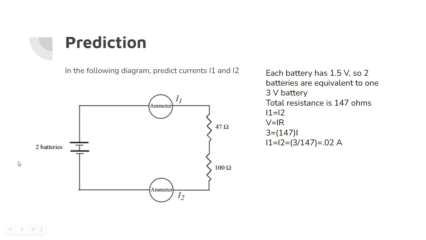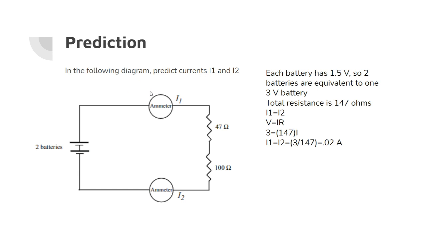So first of all, a quick note: if we have two batteries right here and each battery is 1.5 volts and they're in the same direction, we can just pretend that's one battery that has 3 volts instead of two 1.5 batteries. So if we have a 3-volt battery, we can use Ohm's law, which is V equals IR. So we need to solve for the total resistance. Given we're in series, we can just add the value of the two resistors to get 147 ohms.